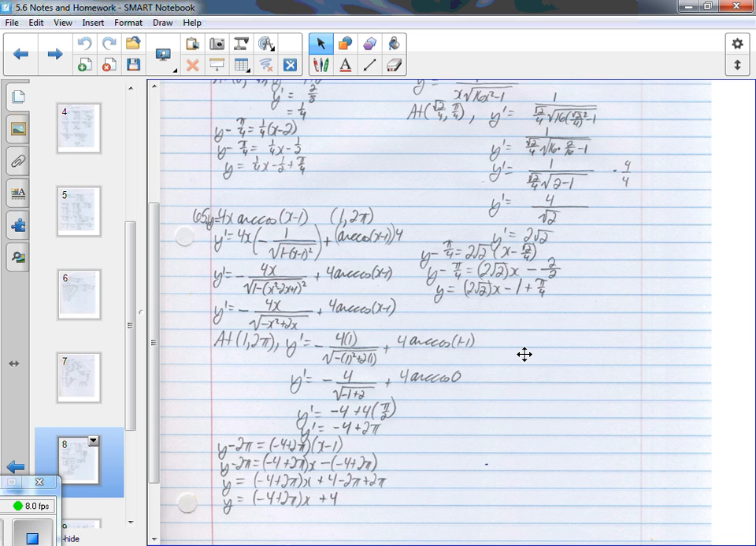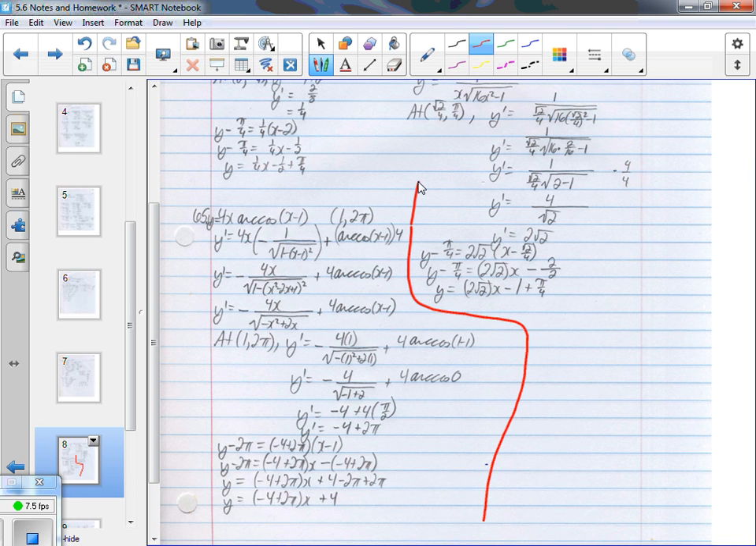tell us to find an equation of the tangent line to the graph of the function at the given point. So the function is y equals 4x times the arc cosine of x minus 1. And then the point they give us has coordinates 1, 2 pi.